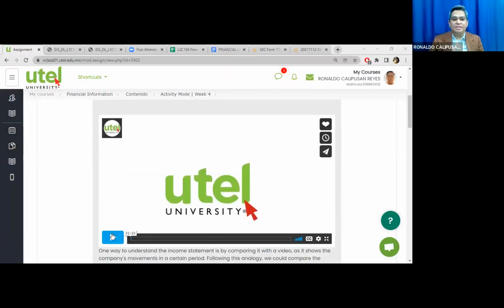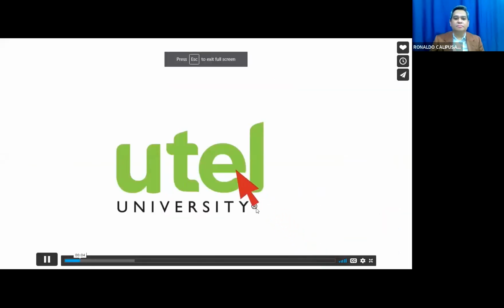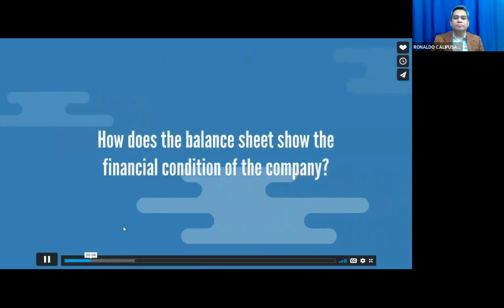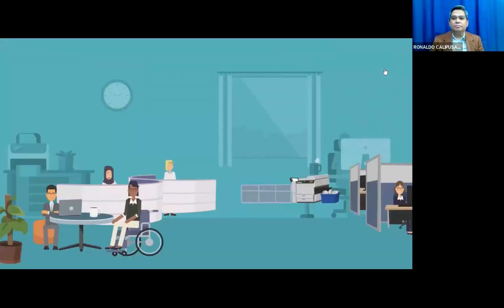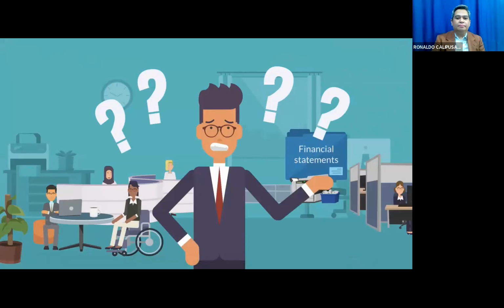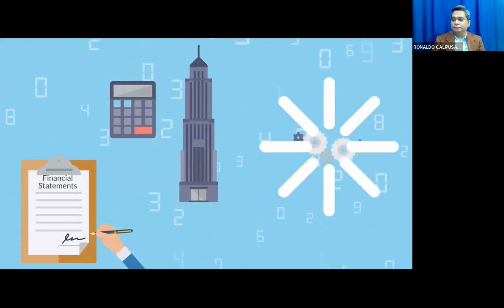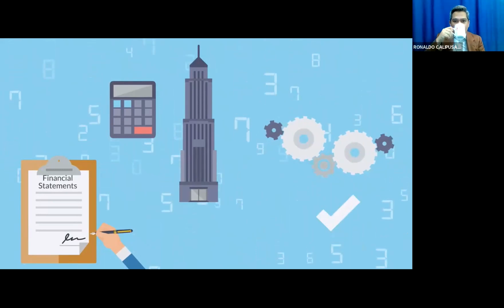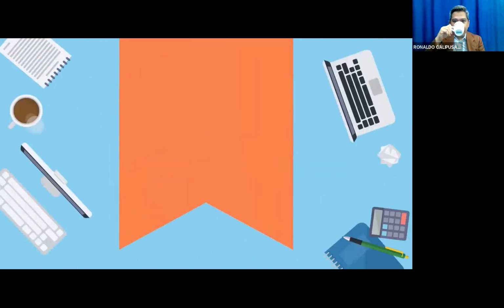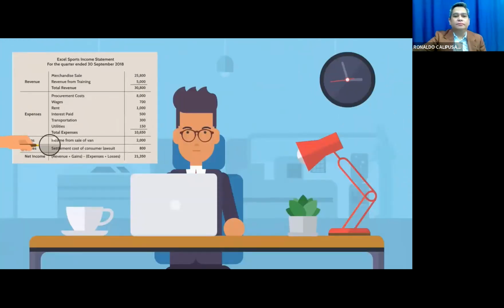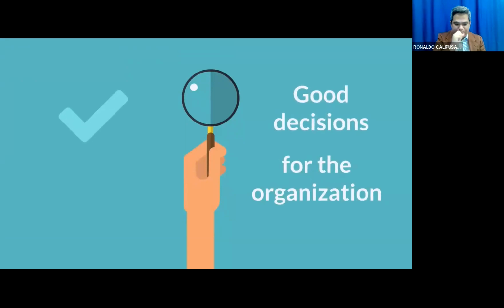How does the balance sheet show the financial condition of the company? Many administrators and managers still do not appreciate the value of financial statements, and this is mostly because they do not know how to interpret such information. Financial statements, besides being the result of the operations that were carried out in the company, also inform us if these operations have been doing well. The balance sheet by itself is a document full of numbers, but it must be analyzed and interpreted. You can make decisions that benefit the organization.